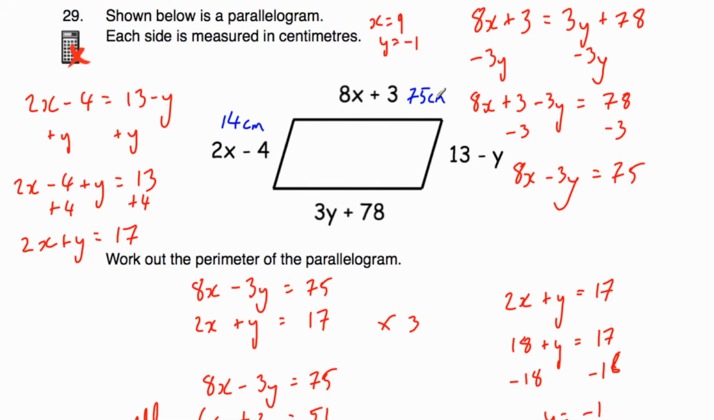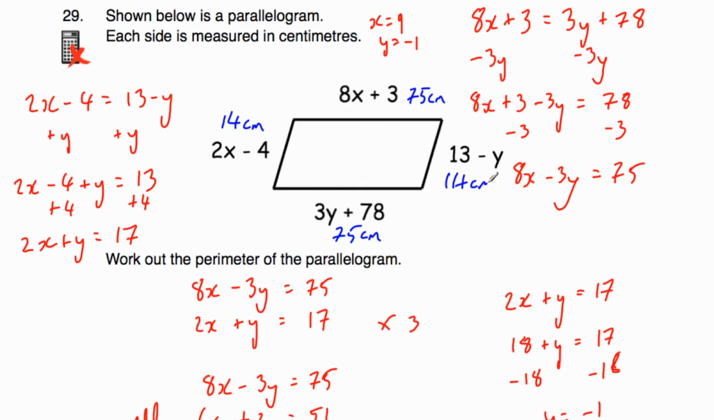Now, the opposite sides will have the same length, so that means the bottom should be 75 centimetres and the right-hand side should be 14 centimetres as well. Let's just check it. 3 times y, well, y is equal to -1. 3 times -1 is -3. Plus 78 would be 75, so that's 75 centimetres, fantastic. And on the right hand side we have 13 take away y, so we've got 13 take away -1, and minus 1 will be add 1, so 13 add 1 is 14.